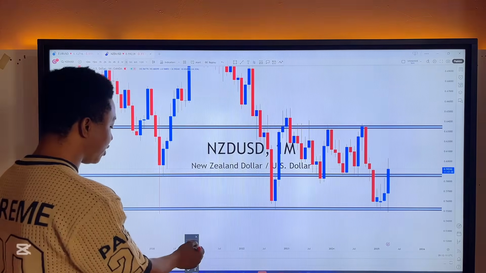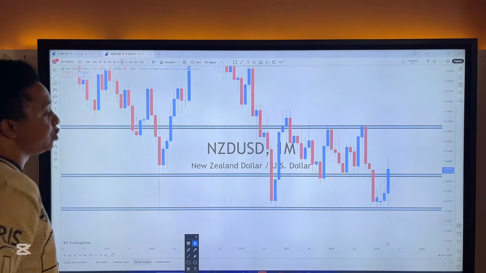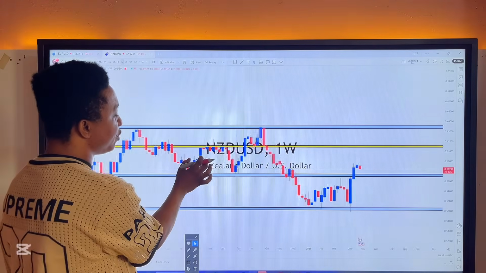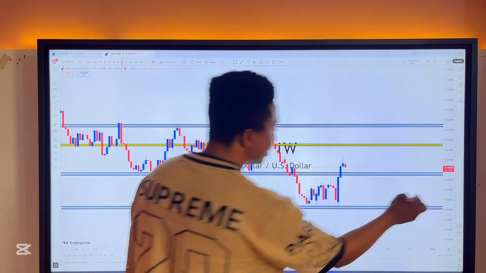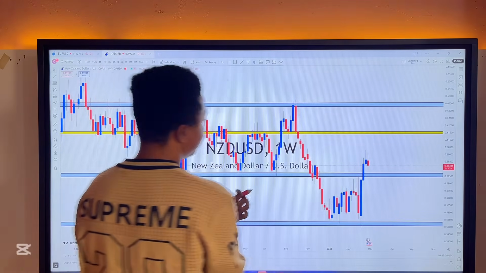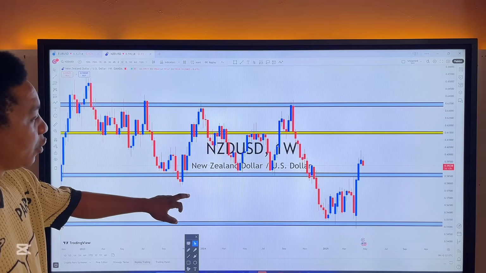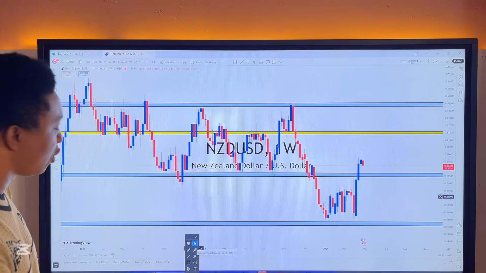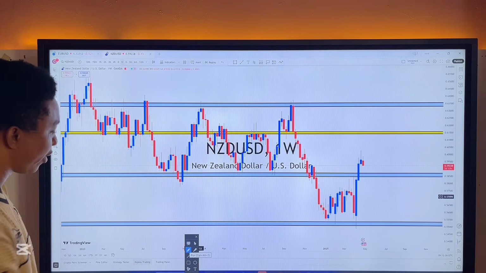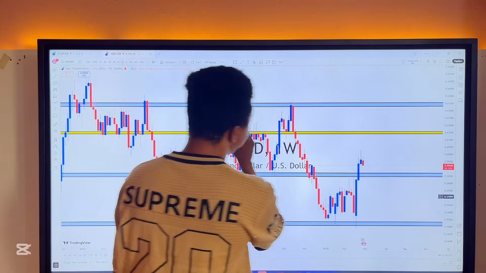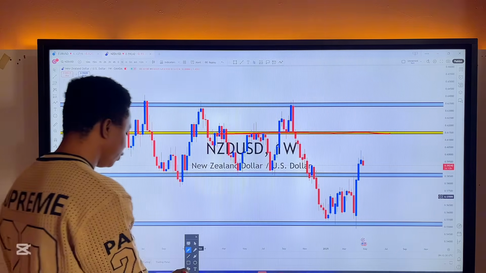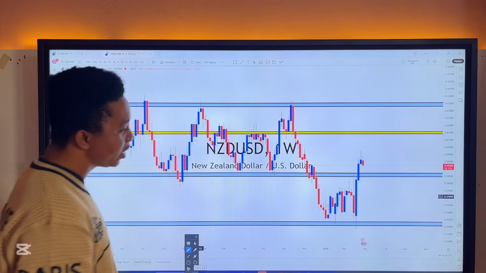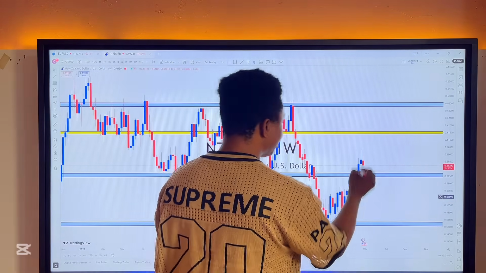Let's find out. So we are taking it all the way to the weekly. So this is the weekly time frame of NZD-USD. Now NZD-USD on the weekly time frame, let us also take our time. Try to understand what is happening over here before the continuation of the analysis. All right. So NZD-USD on the weekly, we have a weekly mid-range zone over here. What do we see on the weekly?